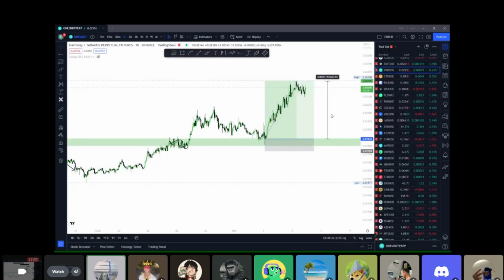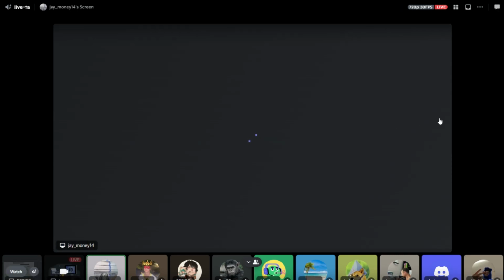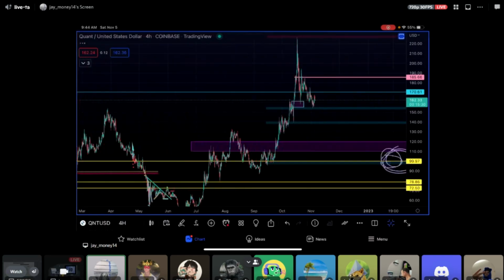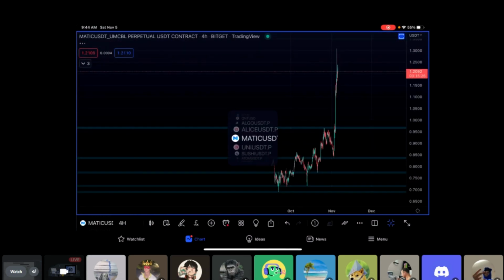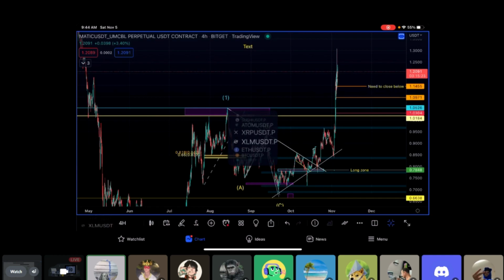So I just wanted to share a similar thing, but it's supply and demand zone. That's what I usually like to trade the most, is to trade supply and demand zones. Let me find a clean chart.